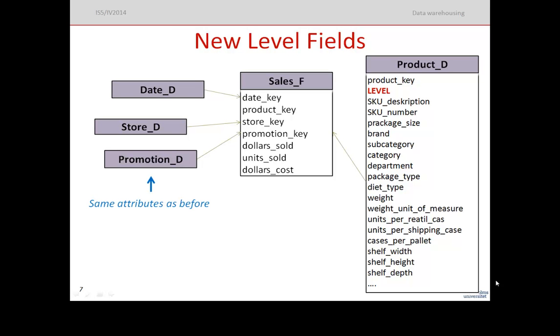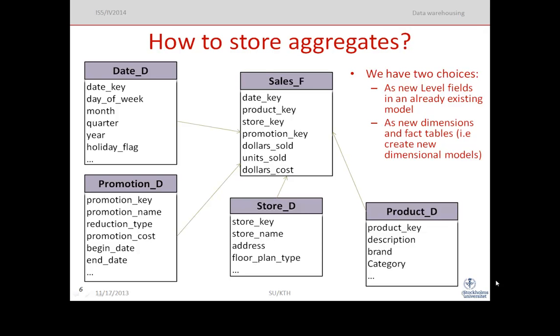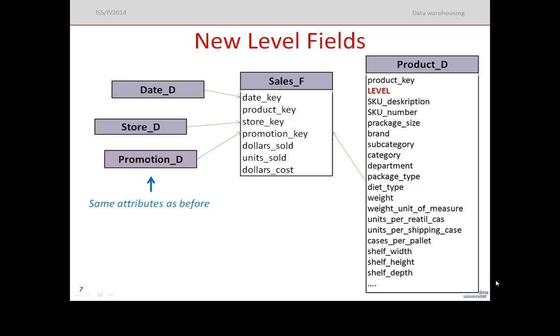So, how do new level fields work? In this example, the date dimension, store dimension, and promotion dimension are exactly the same as in the previous one, and therefore I have a simplified notation where we just show the table names. It's basically the exact same table, so we have a conformed dimension. But in product here we have changed the attributes by adding a level attribute. In the level attribute we can store which level we are talking about when we are talking about a product.